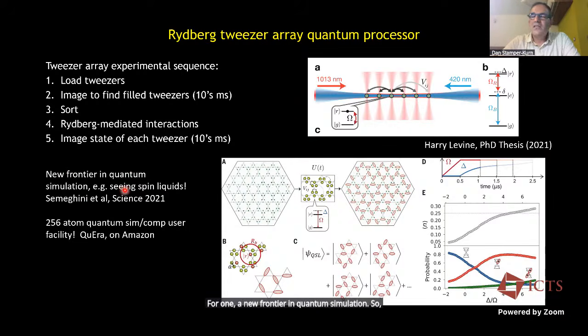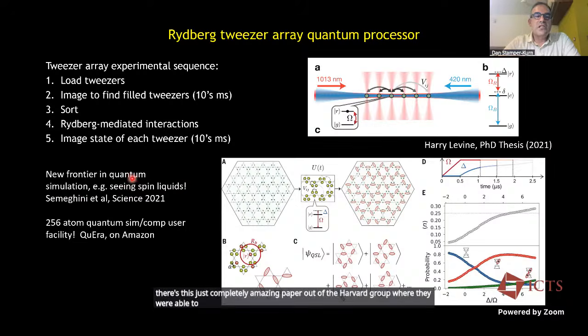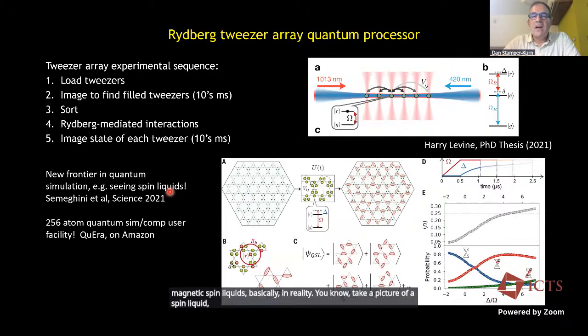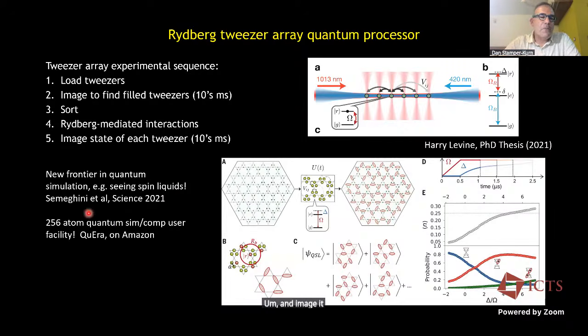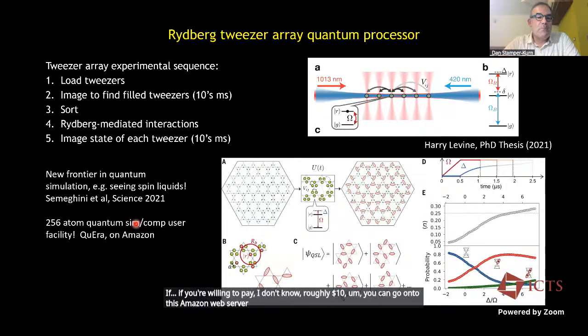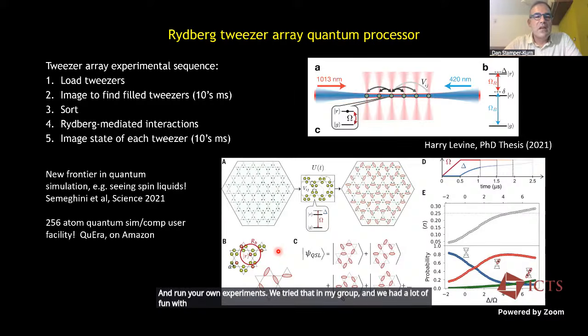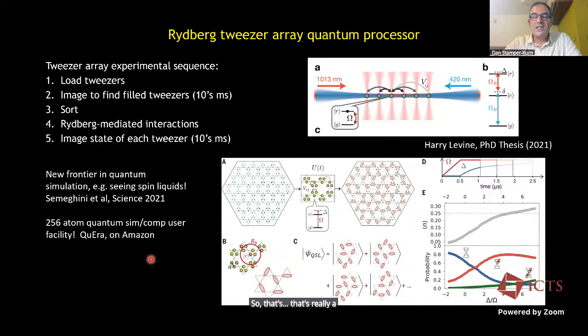So, for example, there's this completely amazing paper out of the Harvard group where they were able to use this technique to see magnetic spin liquids, basically in reality. Take a picture of a spin liquid and image it. And moreover, if you're willing to pay, I don't know, roughly $10, you can go onto this Amazon web server and you can use a commercially available Rydberg atom quantum simulator and run your own experiments. We tried that in my group and we had a lot of fun with that. So that's really a crazy development.